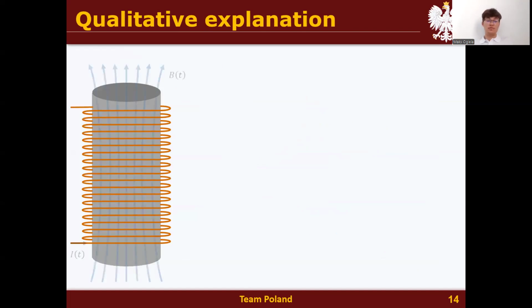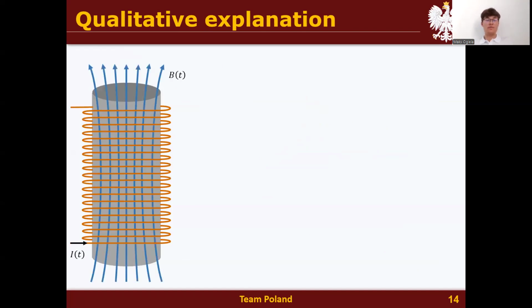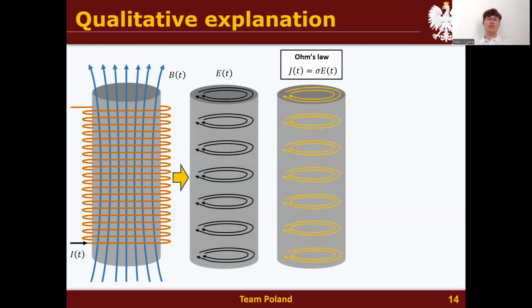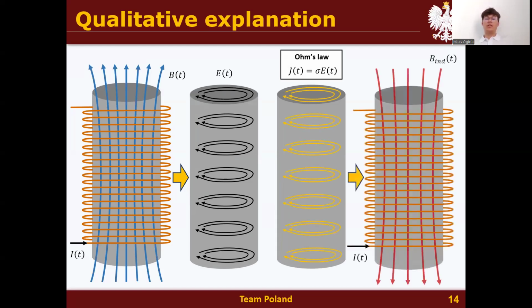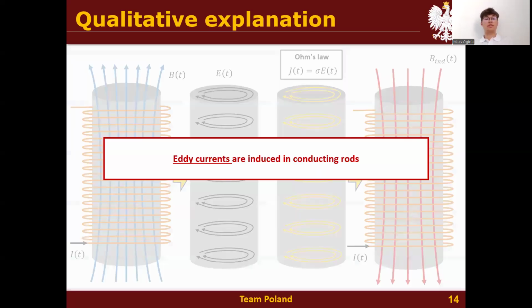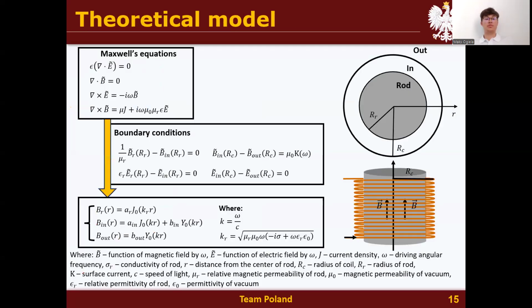So let's think why. When a changing current is flowing through our coil, it generates a magnetic field that changes in time inside it, which, as we all know, induces a changing electric field, which due to Ohm's law will create currents inside our rod. Those currents, due to Lenz's law, will induce a magnetic field in such a way that it counter-reacts the changes of the magnetic flux through our coil. From this we conclude that eddy currents are induced in our conducting rods.